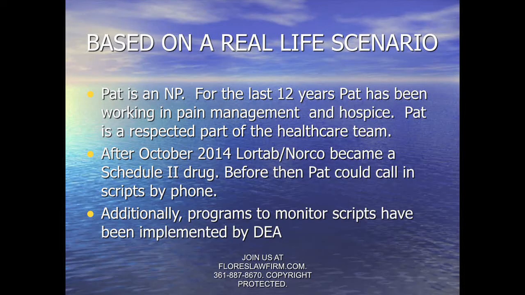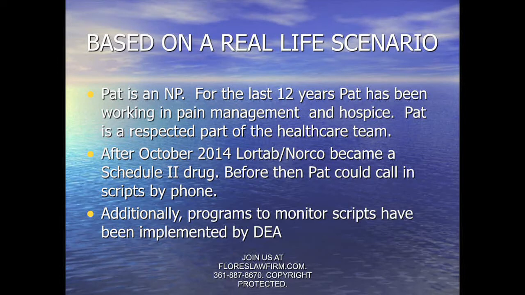This is based on a real life scenario. I just changed around the facts a little bit, the names, changed around the type of scenario that we had. But let's look at the case study that we're going to be looking at throughout the day. Pat is an NP, and for the last 12 years, Pat has been working in pain management and hospice. So that lends itself already to dealing with pain medication, anti-anxiety medications, controlled substances that really are just part and parcel of that practice.